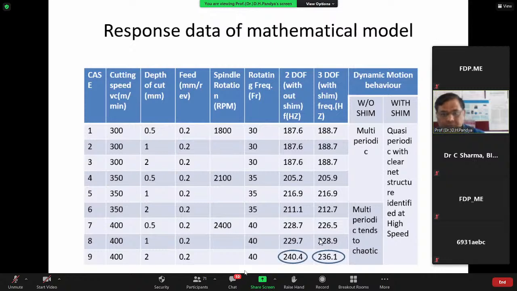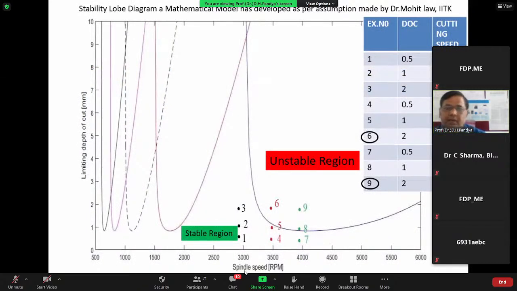But as we increase the speed, the net size becomes smaller and smaller, and that is a good sign that the system motion is leading toward motion stability, right? So these are some of the outputs of our computational model. Now for the same thing, my second team developed the mathematical stability lobe diagram, because when we talk about chatter, a stability diagram must be developed by the researcher.